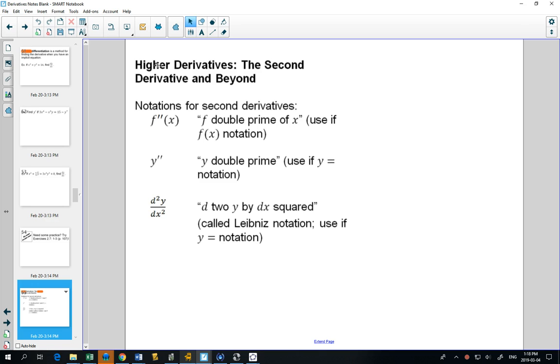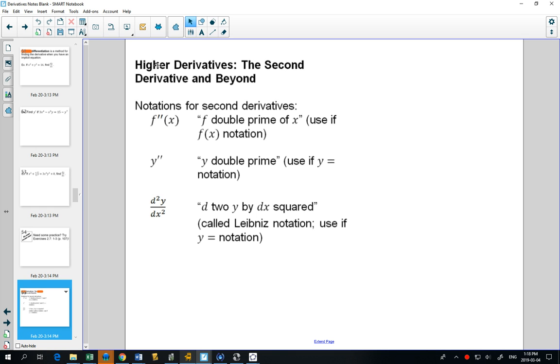We are going to look at higher derivatives. The second derivative, the third derivative, the fourth derivative, the nth derivative. So, some notation. The first derivative has one little dash mark. The second derivative has two little dash marks. f double prime, y double prime.